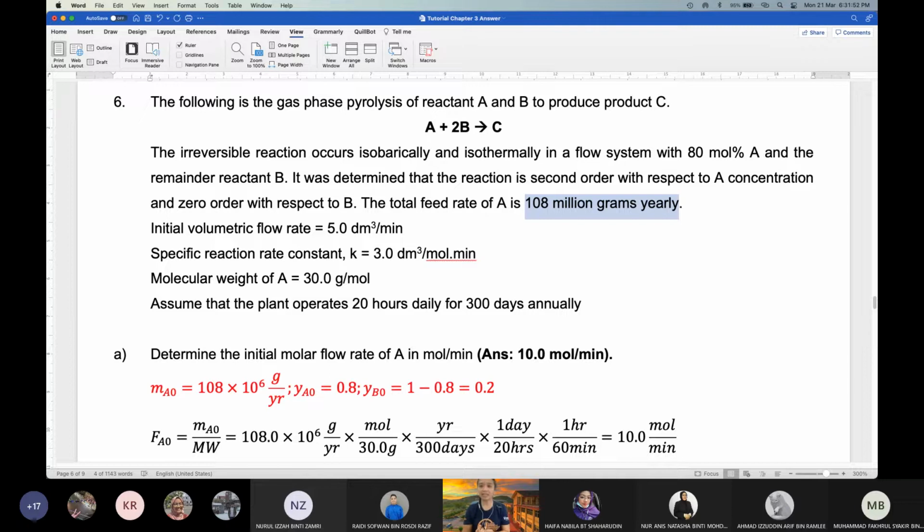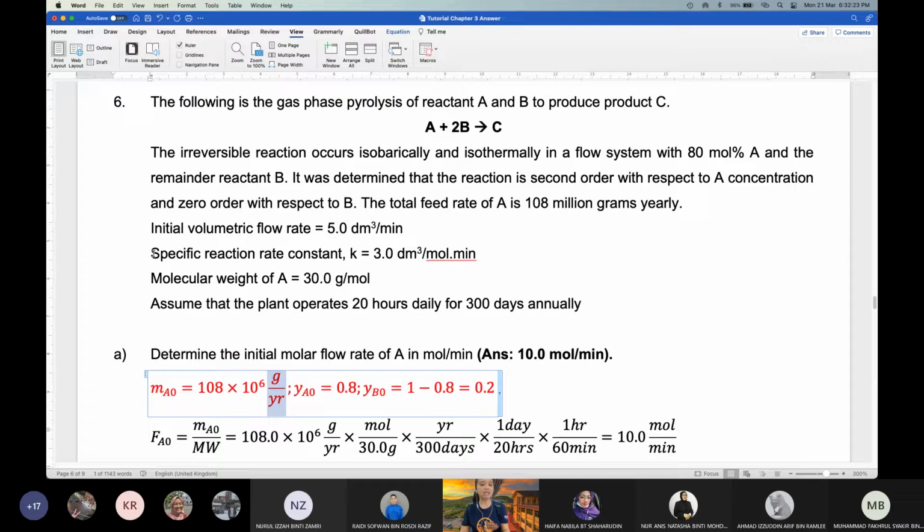Or we can say, for mass flow rate we use M. Mass flow rate we use M. So they give us MA0, MA0 as 108 times 10 power of 6 gram per year. Okay, we convert. Gram yearly means for every year it will use 108 million gram per year. They give us the mass flow rate. So MA0, we put MA0 as 108 million gram per year. So done. That's the information that we know so far.